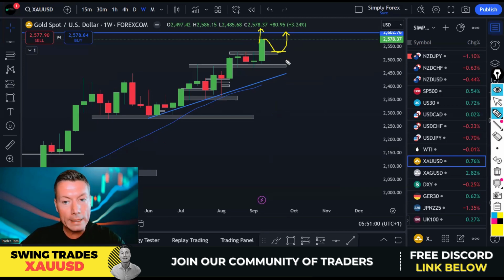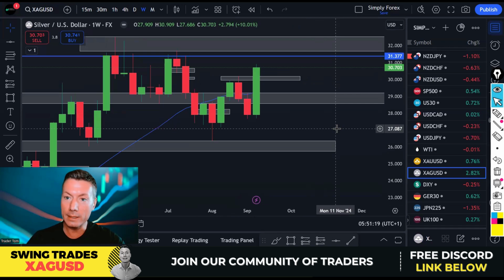So for those reasons, there's not a lot of value up here, and we may or may not get a retrace because this is very bullish. This would suggest we wouldn't get a retrace. So for me, silver is the better trade. Let's take a look at silver.